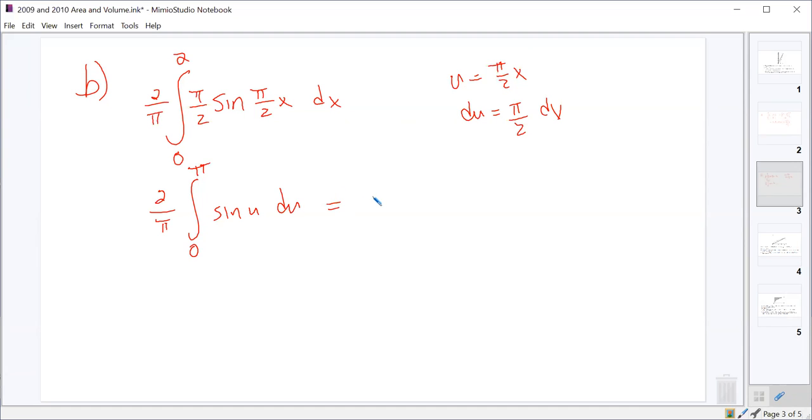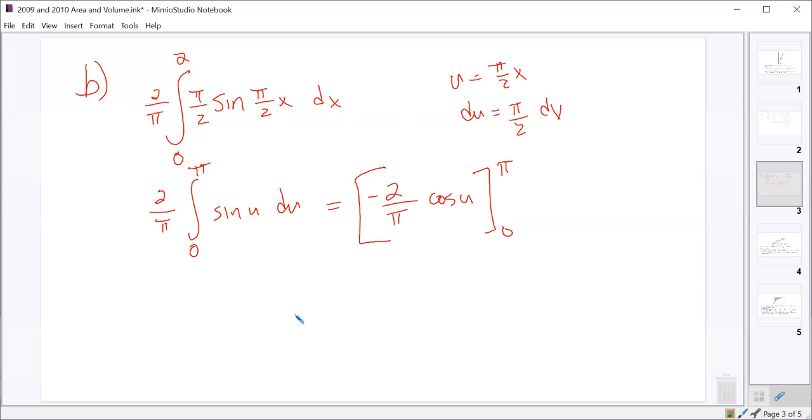You'd integrate, which would give you a negative, and with the 2 over pi cosine u from 0 to pi. And on the scoring guide, they actually don't write out the u substitution. They just assume that you can go from the integral of sine pi over 2x dx to negative 2 over pi cosine u from 0 to pi. But if you write out the u substitution and do it this way, that's fine also.